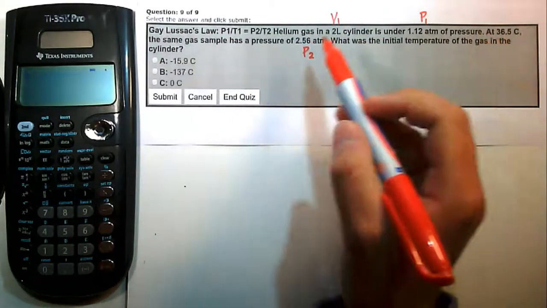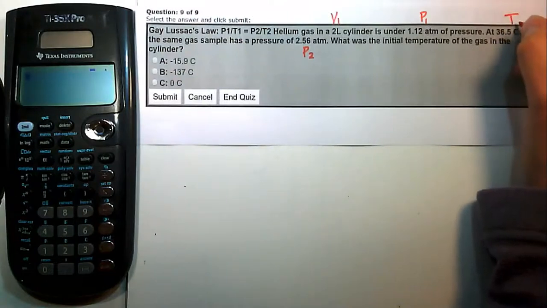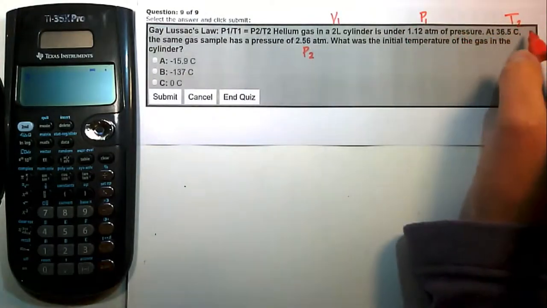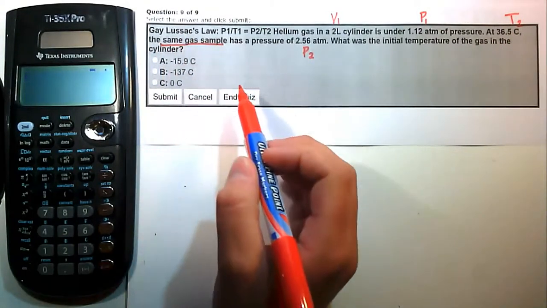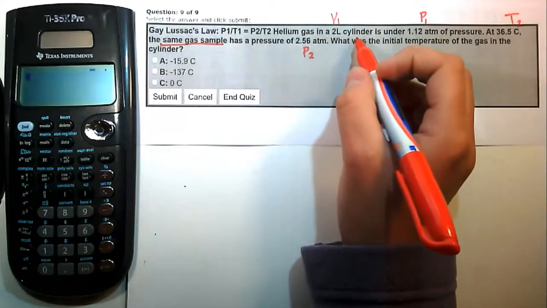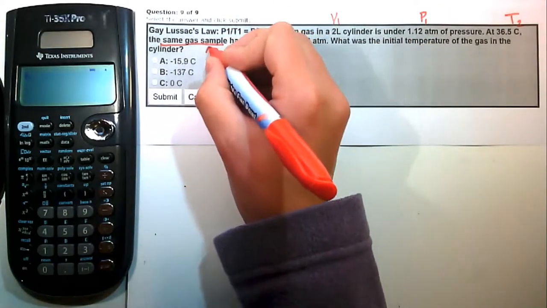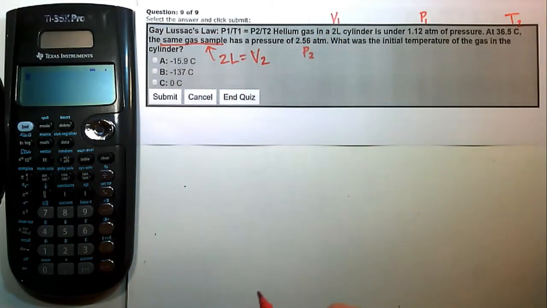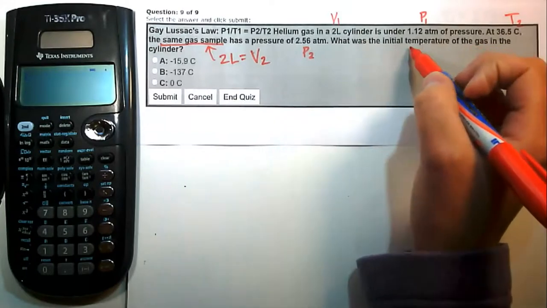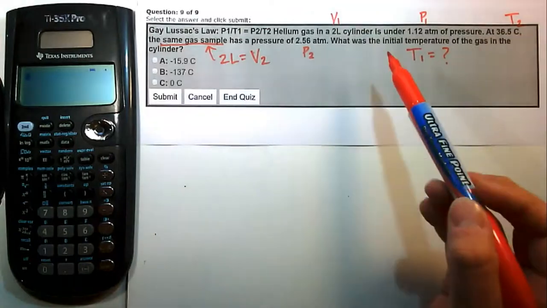And since the temperature is going along with this pressure, this must be a temperature, but it must be the second temperature. It must be a new temperature. So we don't know what the initial temperature was, but we know what the new temperature was. And it's the same gas sample, so it's still in the same cylinder, presumably, with the same volume. So our volume must still be 2 liters. That must be our V2 value as well as our V1. And then the problem's asking, what was the initial temperature of the gas? So what is T1?